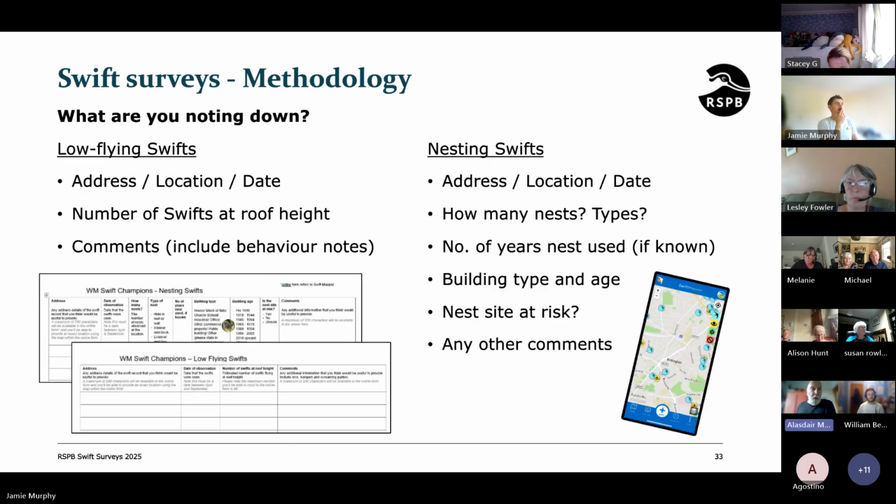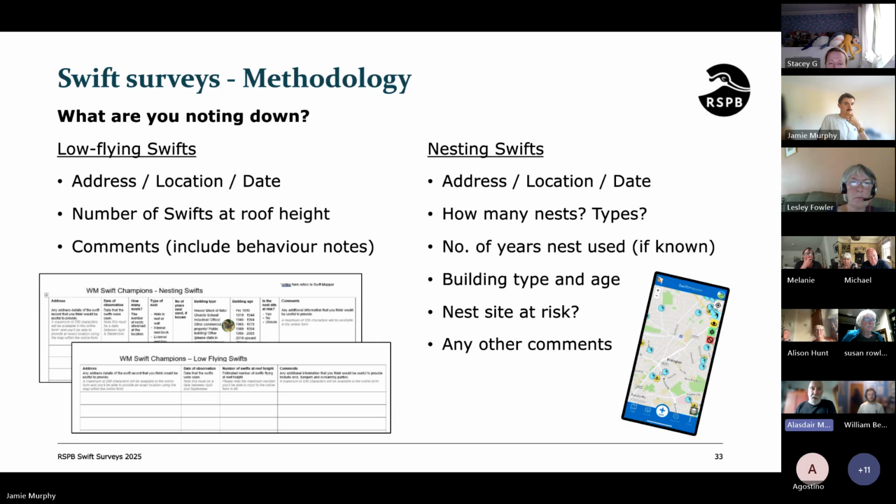And what are you noting down? Well, for low-flying swifts, we want to know the address and the location and the date, the number of swifts you've seen at roof height, and any comments, any behavior notes, anything that you've noticed. For nesting swifts, we would like to know the actual, if possible, building that they're going into, the location and the date, how many nests, if there's more than one nest, the types of nests. This can all be recorded in Swift Mapper.